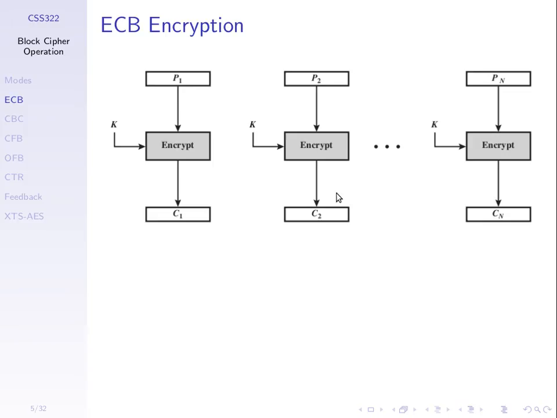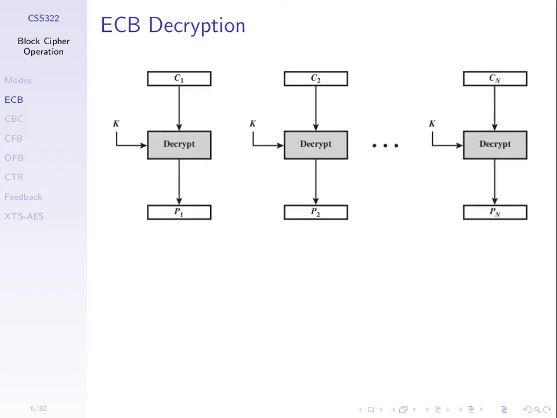It's very simple. I will not go through much. For decryption, you just need to make sure that you get the original plain text back. So decryption in this case is that you take the ciphertext, each block, C1, you decrypt using your cipher, for example DES, and the same secret key K, and you'll get P1. So that's the inverse operation in this case.